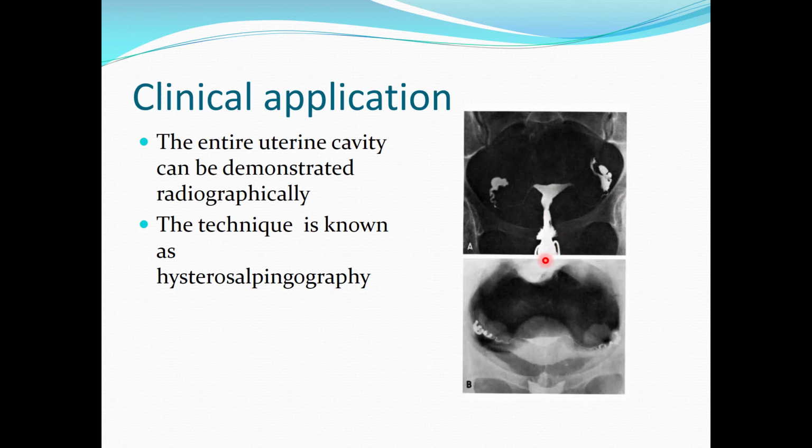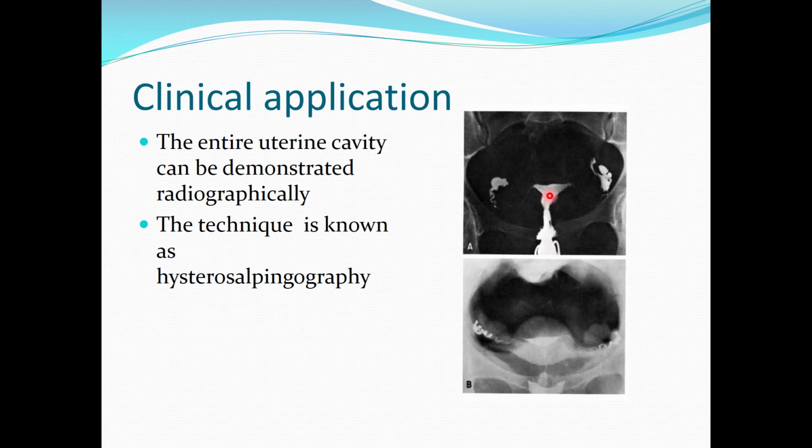See here in this X-ray, a dye is injected through the vagina to see the patency of the uterine cavity and the fallopian tubes. This X-ray is called hysterosalpingography. Hystero is the word used for the uterus. Salpingo is the word used for the fallopian tube, and this is the X-ray.